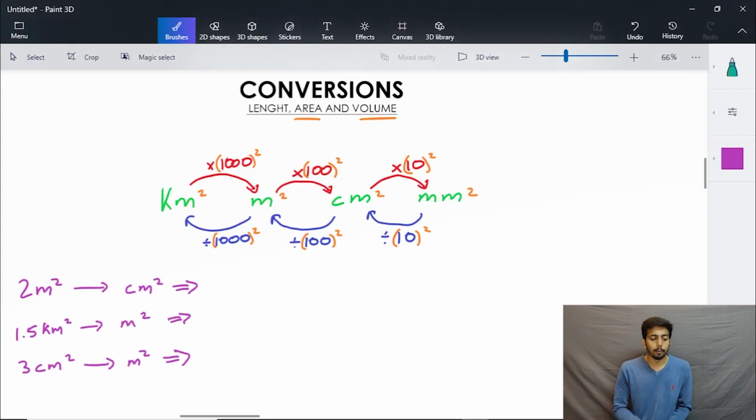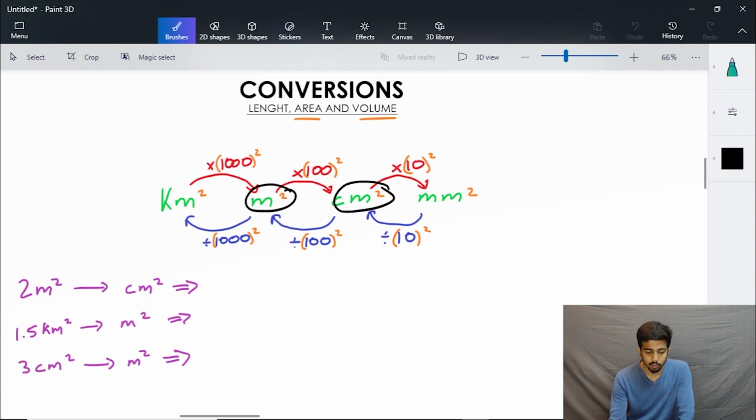So now let's do some practice questions for the conversion of area. Here we have 3 questions where we need to go from one unit to another. So first we have 2 meter square into centimeter square. And from here we can see that in order to go from meter square to centimeter square, what should we do? We need to multiply by 100 square.